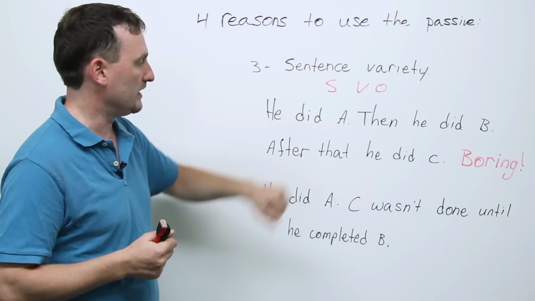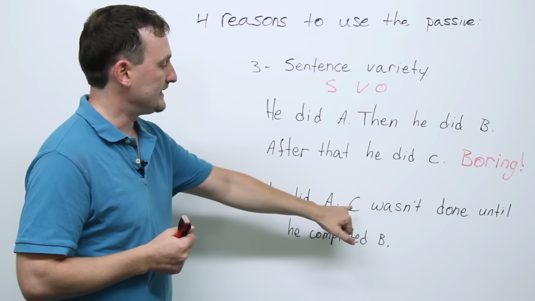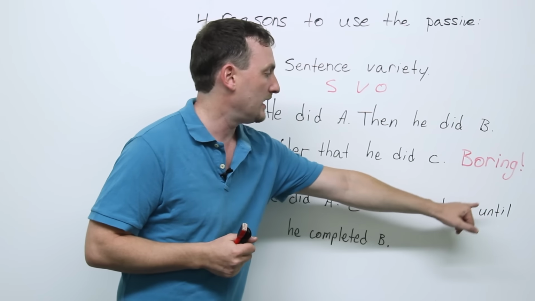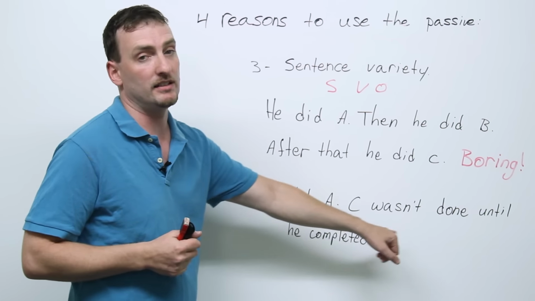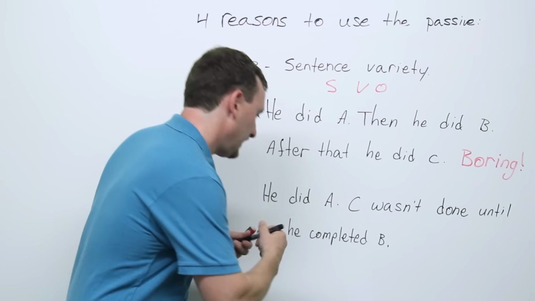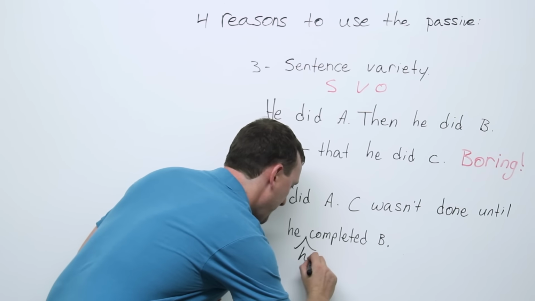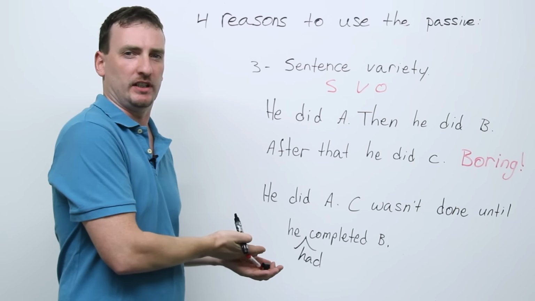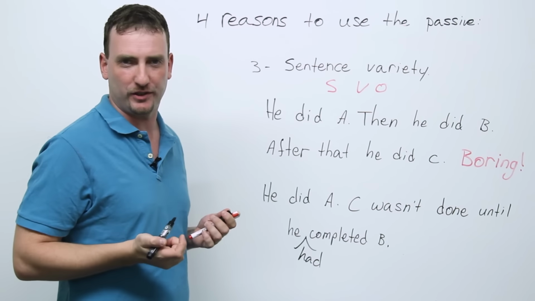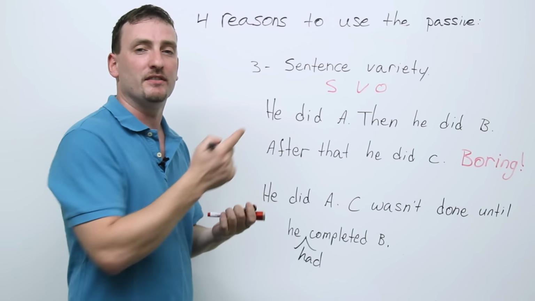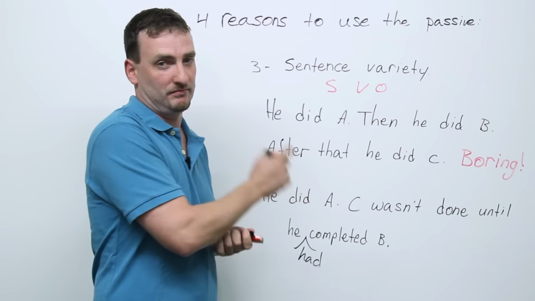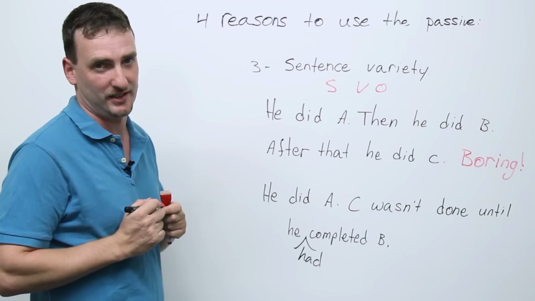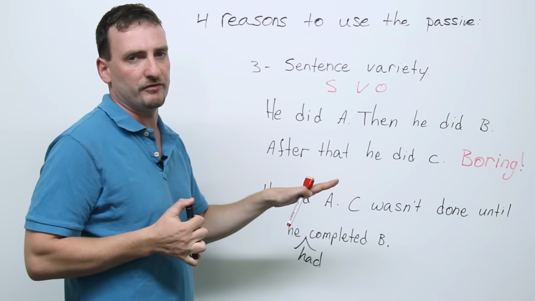He did A. Same start. C wasn't done until he had completed B. Not only do you have a passive, you have a past perfect. Bravo! Extra points for you if you can do this. But first you got to have that passive. You got to get to that passive first. Okay? This gives you sentence variety.